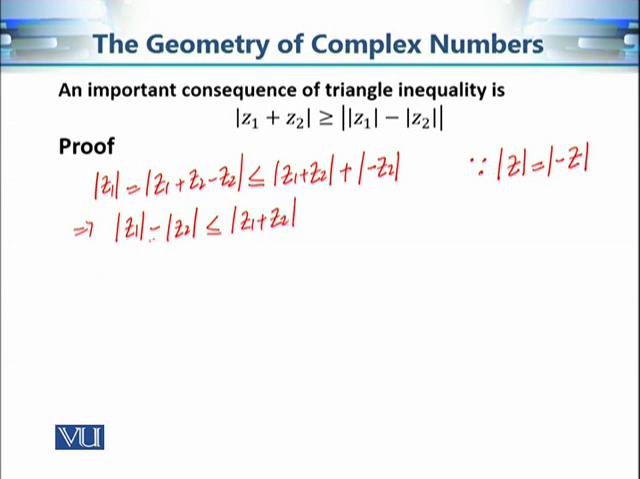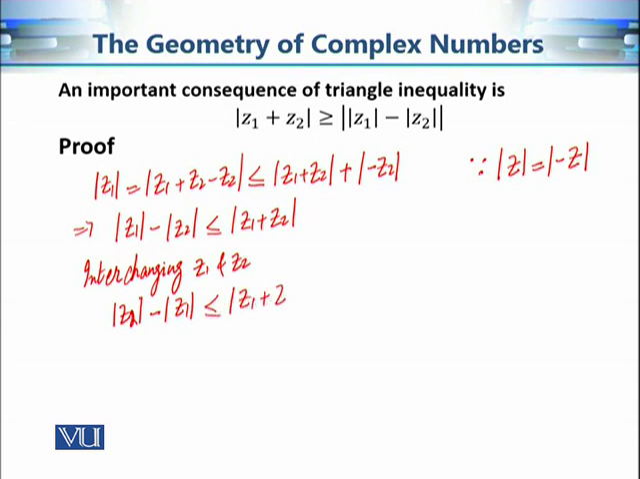Now if I interchange Z1 and Z2, I have another inequality, which is |Z2| minus |Z1| is less than or equal to the modulus of Z1 plus Z2. Now I can write it down as minus of (modulus of Z1 minus modulus of Z2), which is less than or equal to |Z1 plus Z2|.